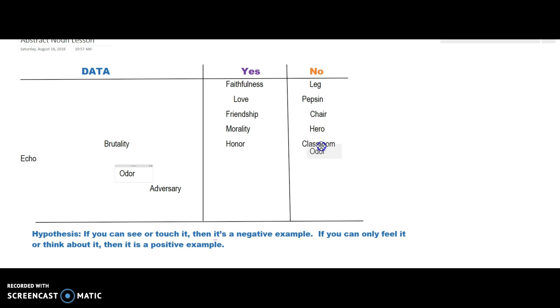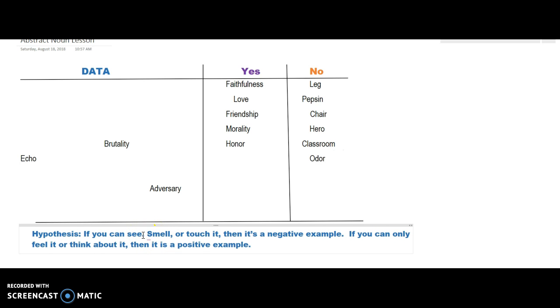Well, odor is a negative example. What can we add to the hypothesis? Okay, if you can see, smell, or touch it. Oops, I'm sorry, guys. See, smell, or touch it, then it's a negative example.